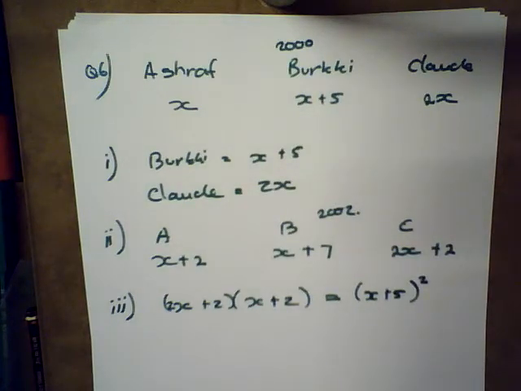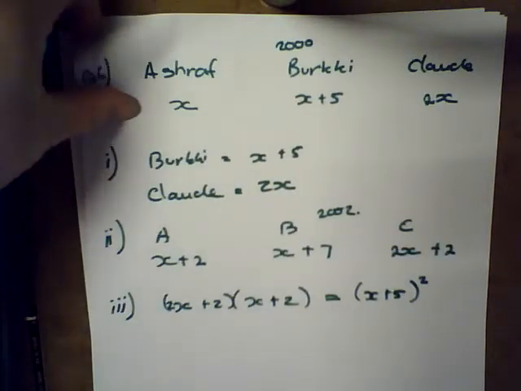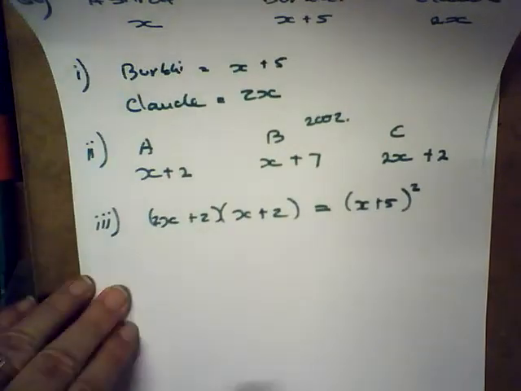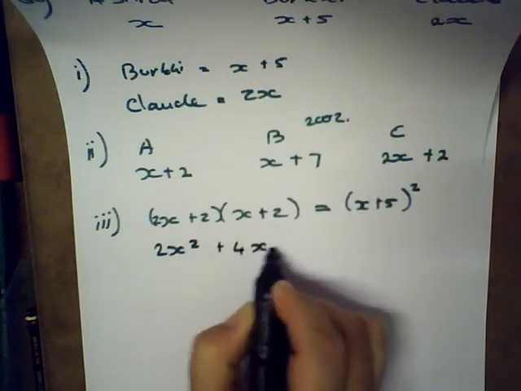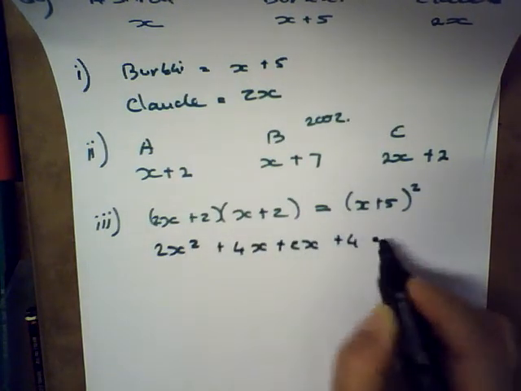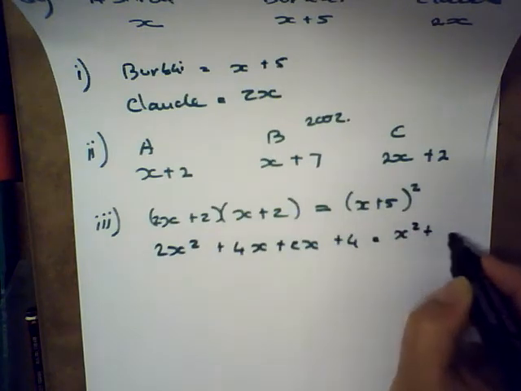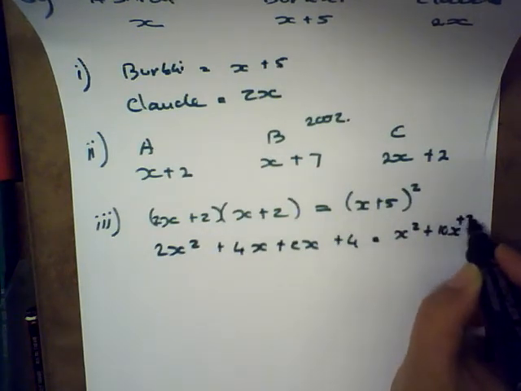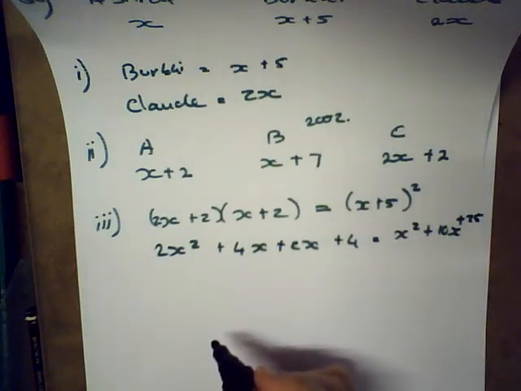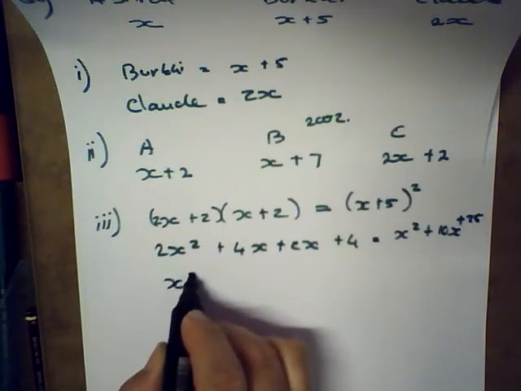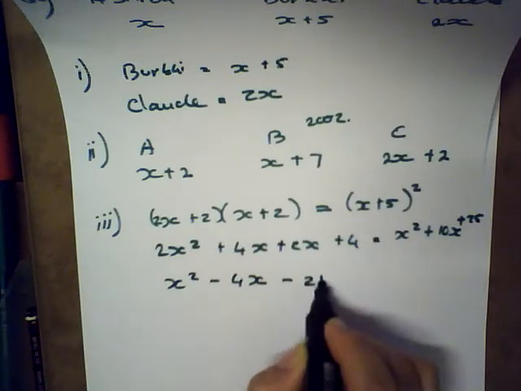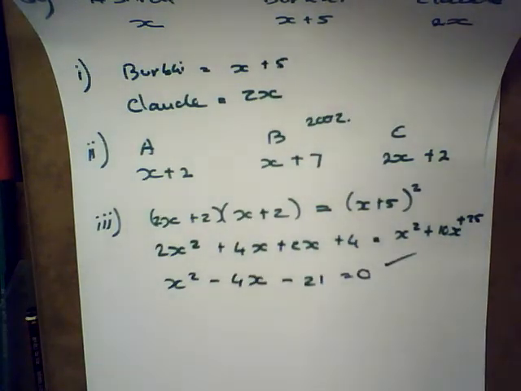Okay, now what do we do with that information? Write down an equation in x and show that it simplifies to the following. So I've got to literally just distribute here and find the answer. So 2x squared plus 4x plus 2x plus 4 equals x squared plus 10x plus 25. Then I move all these terms to one side and simplify. So x squared minus 4x minus 21 equals 0, and that's exactly what they wanted.